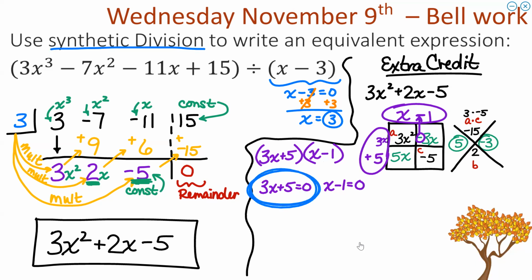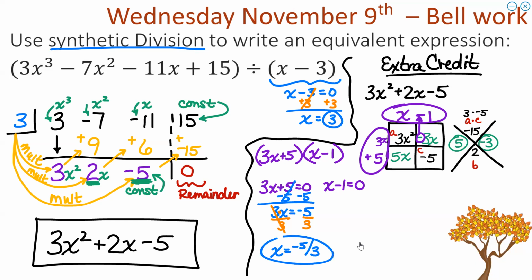What do I do here if I want to get the x all alone? Subtract 5 first. We always have to undo addition or subtraction first. Right, 3x equals negative 5. And then what? Yep, now I can divide both sides by 3. Remember, whenever you see a variable and a number smashed up against each other, that is multiplication. So negative 5/3. I can't simplify that anymore, so I would leave it just like this.